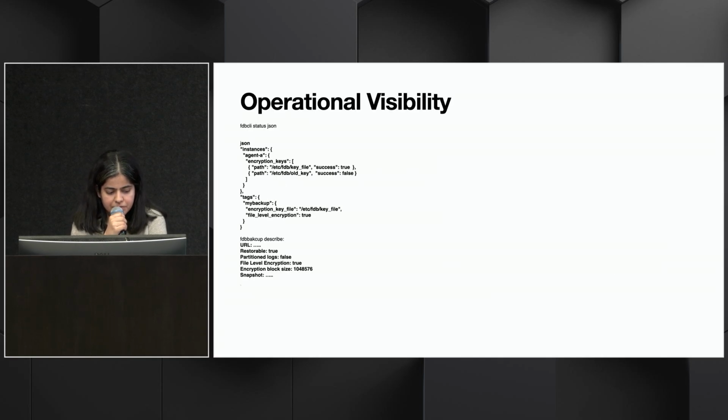For visibility purposes, we have added this information in fdbcli status json as well. As you can see, backup agent A is able to read the key file, but it's not able to read the old key. And for tags also, we have added information on which backup is encrypted or not, and what encryption key file is used. The same information is added to the fdbbackup describe command as well.